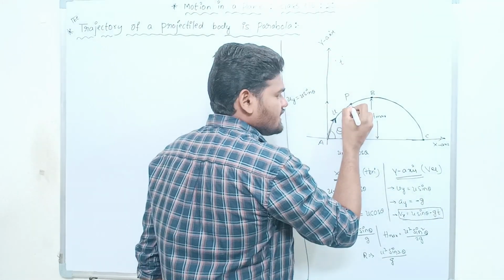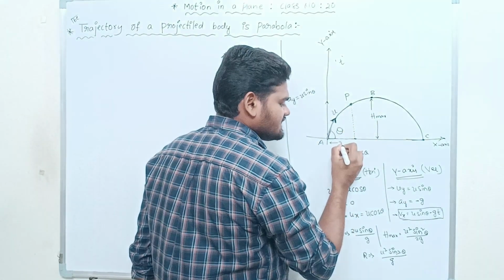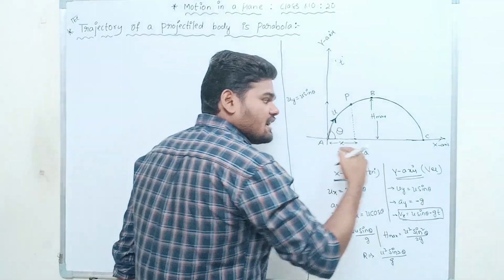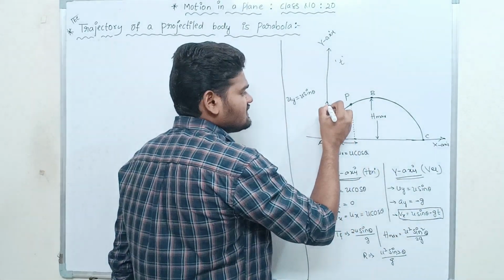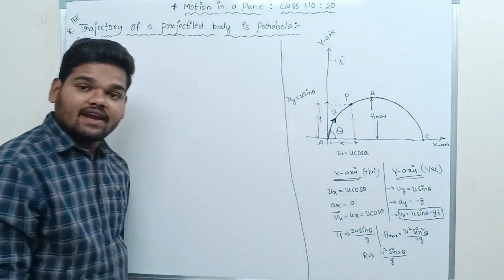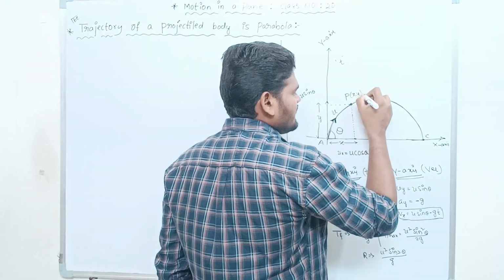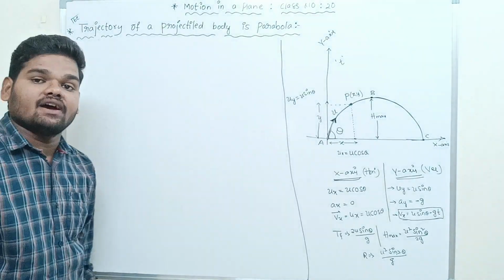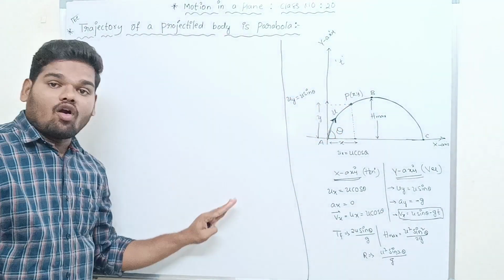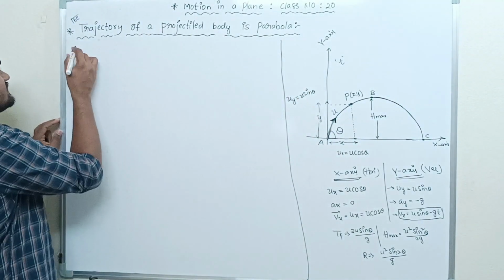Now this point P, the object which is at point P, is at a distance x along the x direction, or horizontal direction, and at a distance y along the y direction. So what are the coordinates of this point P? x comma y. Now I'm going to write the information about that object which is at point P at a given time.